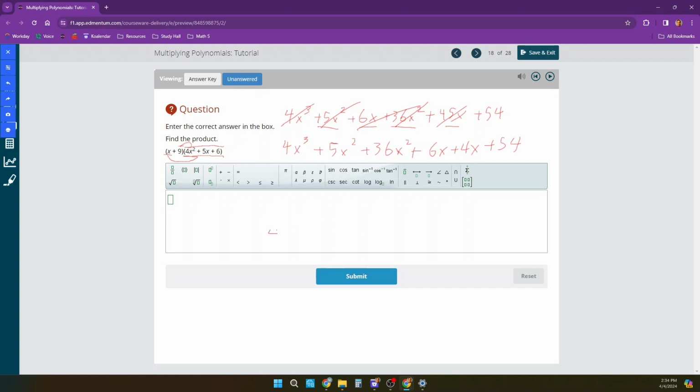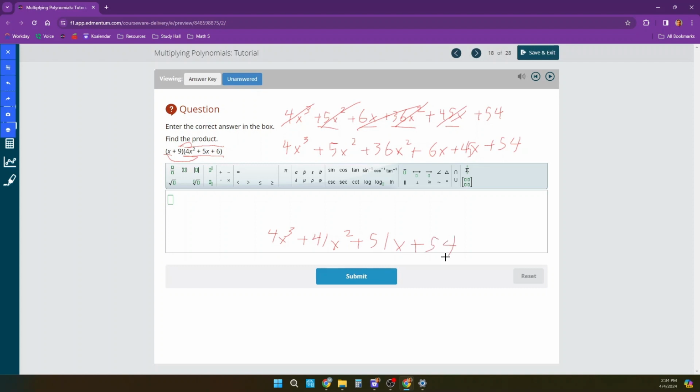And then I'm going to add my like terms. So again, 4x to the third is by itself. It has no other like terms. 5x squared plus 36x squared is going to be plus 41x squared. 6x plus 45x, I missed that. So that's going to be plus 51x plus 54 should be our answer.